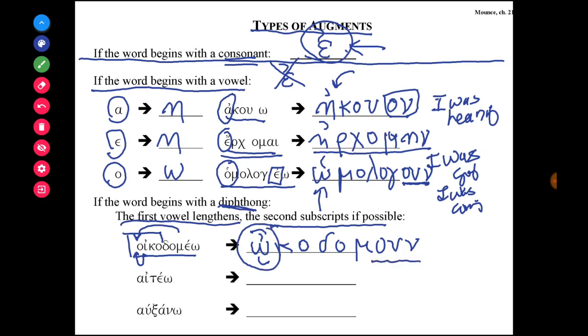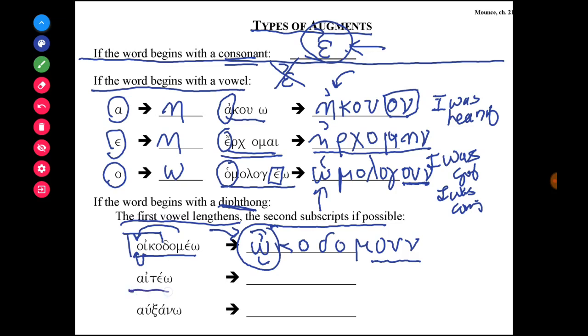And the important thing here is don't worry about the different ending for the contract vowel that we're seeing. The important lesson here is how do I form the augment? If I have a diphthong and the second vowel could subscript, do it. Usually it has to be an iota. And what I did was I made the omicron long and the iota subscripts underneath it.